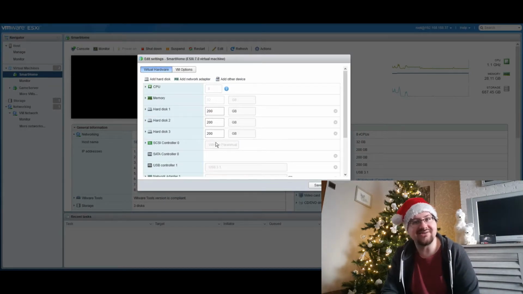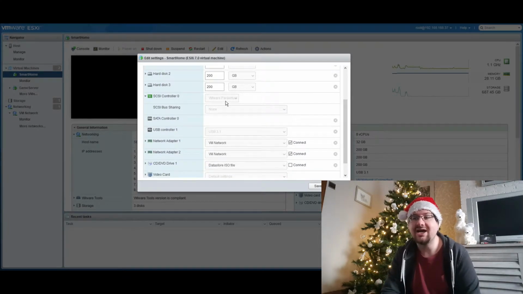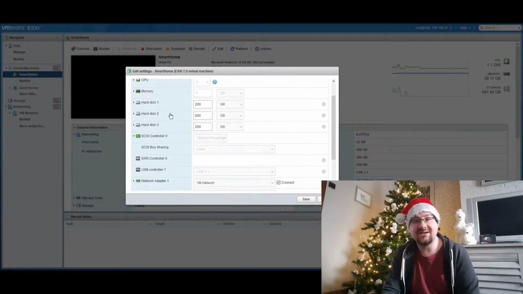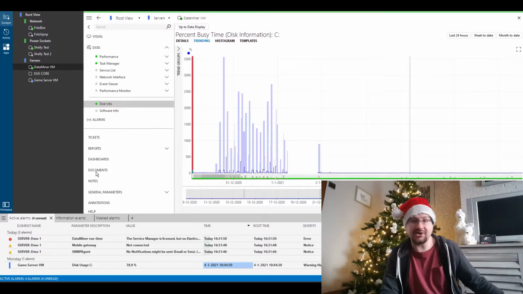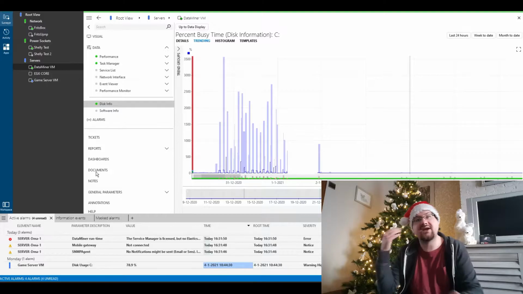So I got rid of LSI SAS altogether as a connector for my virtual hard drive, and I went with that VMware Para Virtual thing. And since then, everything's been running fine. I haven't been getting my critical errors anymore, and that proves that the monitoring system works.